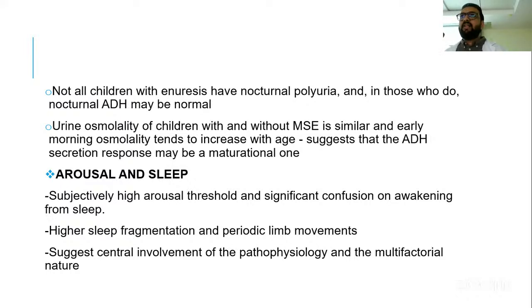The osmolality in children with NMSC or without MSC is the same, and it is seen that morning osmolality will increase with age. It suggests a maturational hypothesis. In arousal and sleep, these patients are described as excessively deep sleepers. There is a subjectively high threshold for arousal and significant confusion on awakening. This suggests central involvement in the pathophysiology and its multifactorial nature.